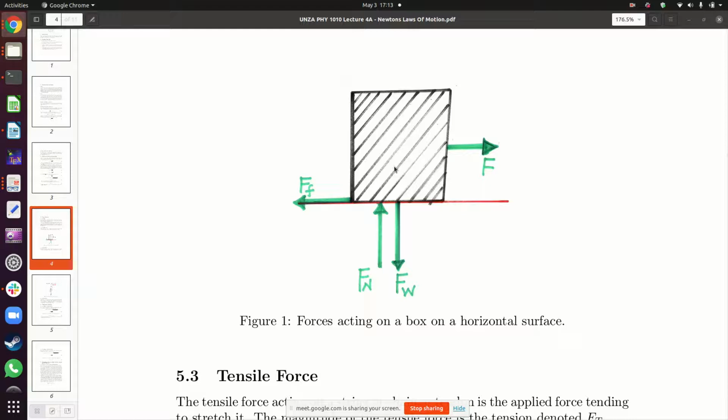So with these forces, in this setup we have a number of forces, and as you can see, it looks simple.